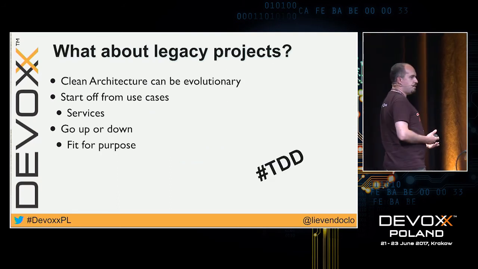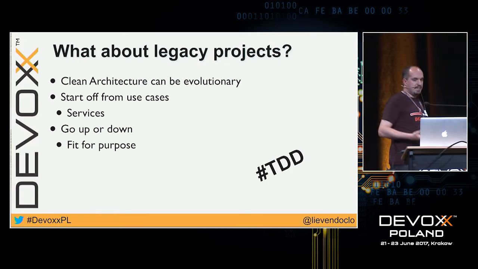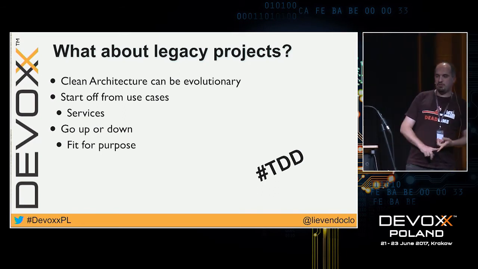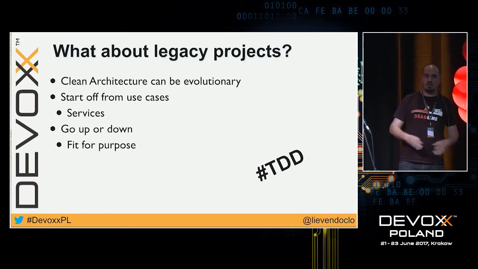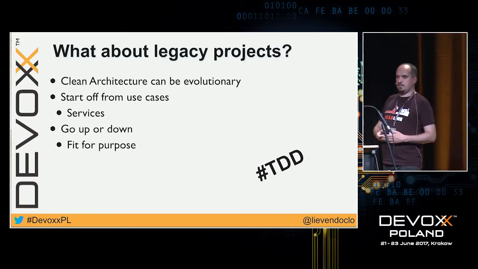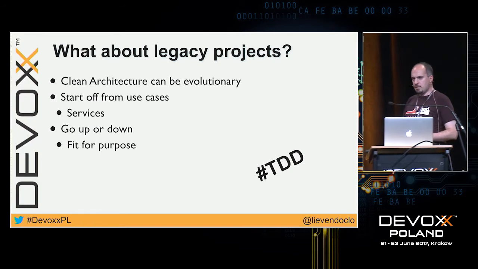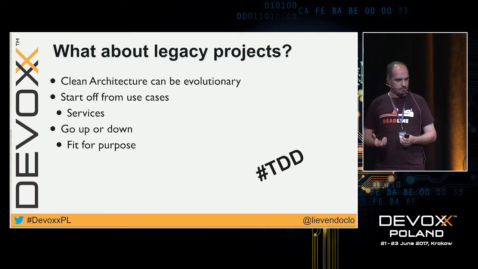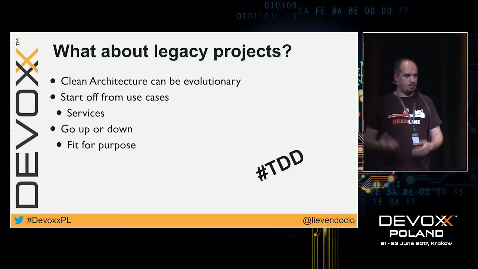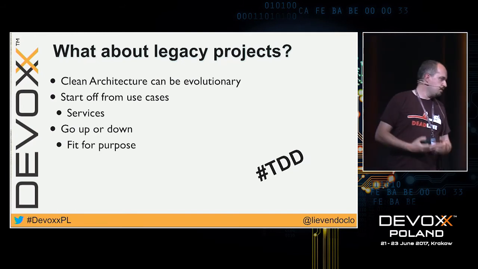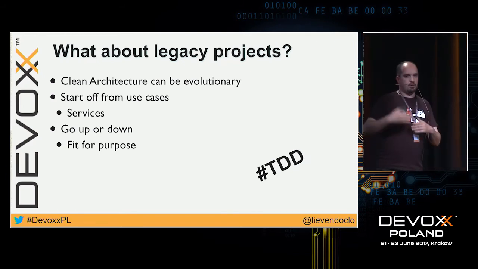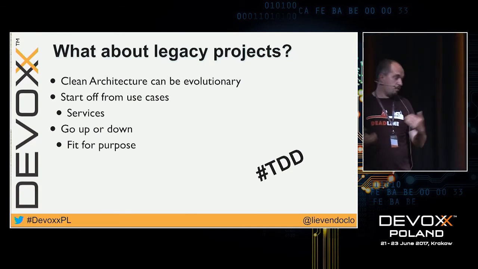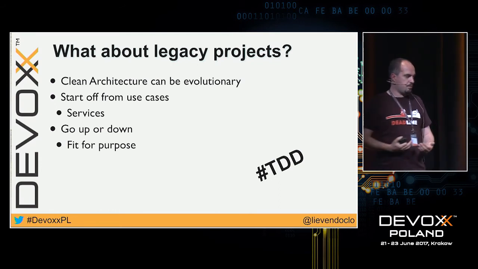Yeah, but what about legacy projects? Well, clean architecture can be evolutionary. If you have a big system with a lot of services, and those services have a lot of methods, you can pick out a single method and extract a use case from that method. And then you can choose to go up or down. Do you want to expose that single method use case to the outside world using a REST layer or whatever system you're using, or go down towards the database or any other persistent system you're using?